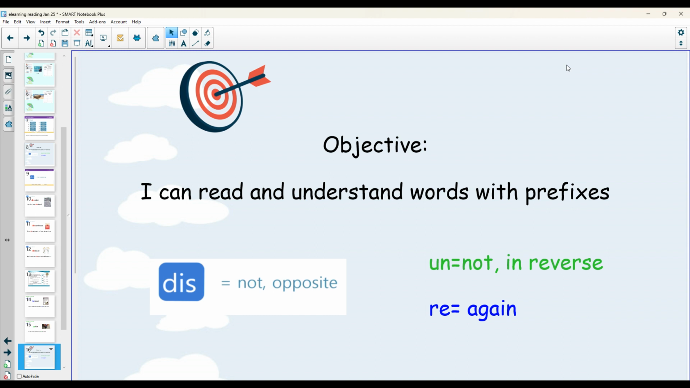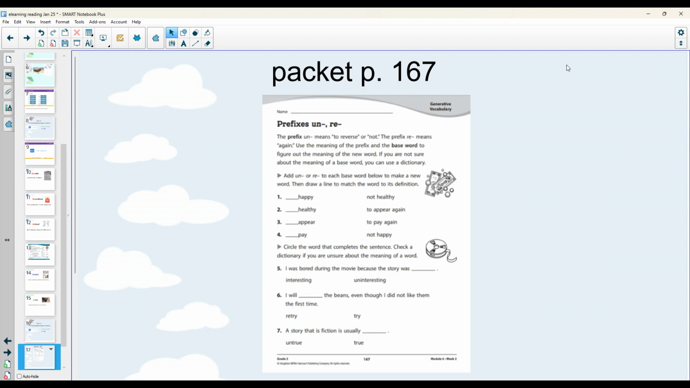Now, you've already done part of your lesson by listening to the story of the day, but now I need you to go to your weekly reading packet, find page 167. I need you to do numbers 1 through 7. So easy, you can do it. Now, it's not going to be easy if you don't read the directions. Find the arrows or the triangles and read the directions. If you don't remember what un or re mean, look at the top of the paper. They give you all the answers right on the top. They tell you what un means and what re means.